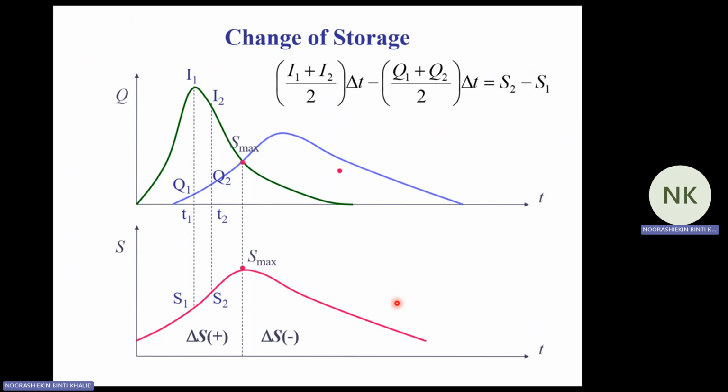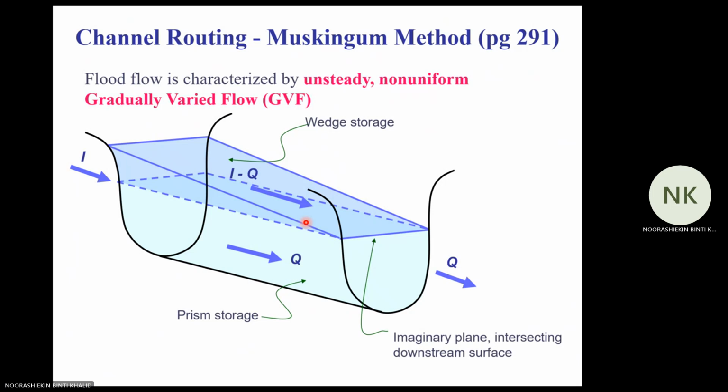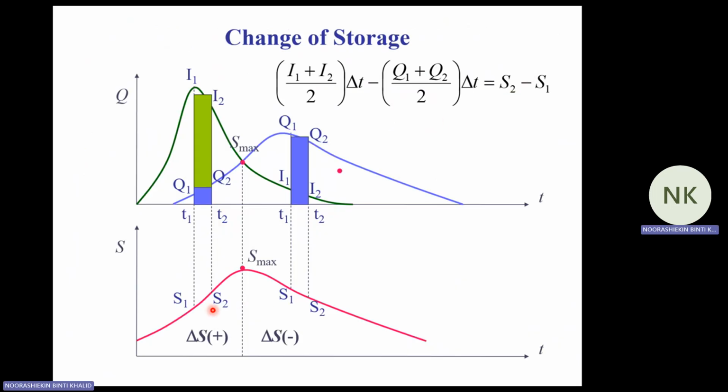So you can see here in the graph, for the inflow we calculate for two inflows, I1 and I2, and then find the average. The delta time is time 2 minus time 1. And for the outflow, Q1 plus Q2 divided by 2, find the average and then multiply by delta time. So that is how you find the change in storage.